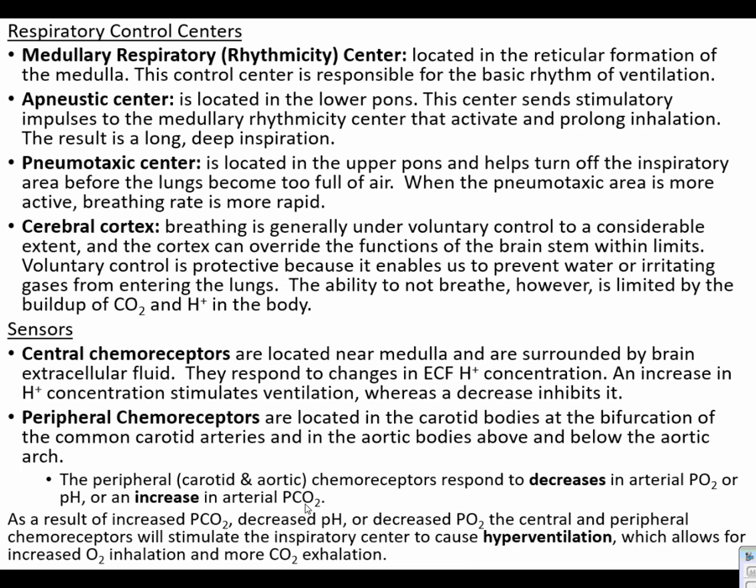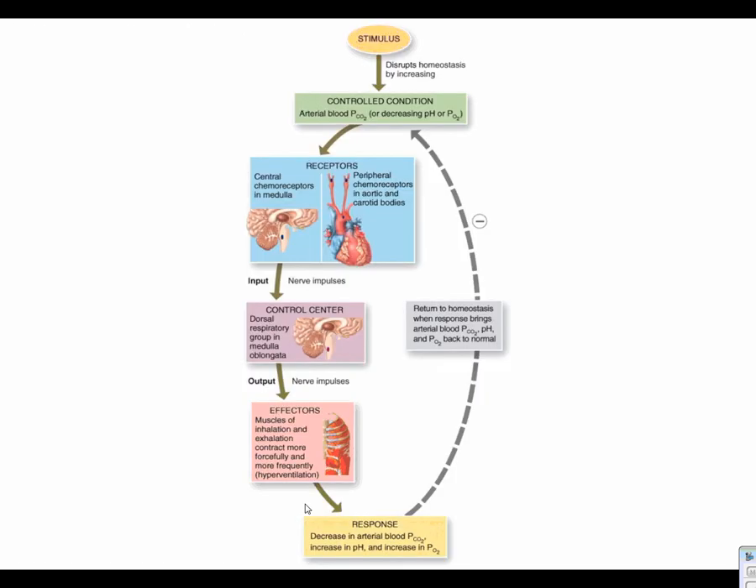So, as a result of increasing PCO2, decreasing pH, and or decreasing PO2, the central and peripheral chemoreceptors will stimulate the inspiratory center, causing hyperventilation. So what's hyperventilation? Is that more rapid or less rapid breathing? More rapid. That means we'll bring in more O2, we'll pull out more CO2, and that will increase PO2, decrease PCO2, and actually will increase pH. And that means we're demonstrating negative feedback. And that's what we're showing right here in this figure.